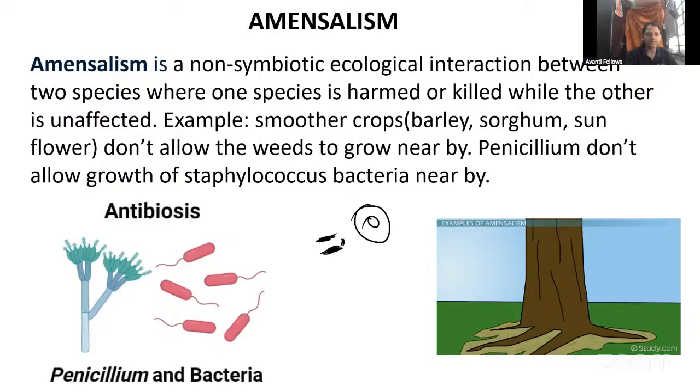And coming to another one, for example, smother crops like barley, sorghum, and sunflower, which are growing, right? They will produce some type of chemical. Due to that, it will not allow the growth of the weeds nearby. So the weeds are going to be negative, right? The weeds are going to be affected. So that is going to be called amensalism. Remember that. Okay. Amensalism examples are penicillium and the smother crops.